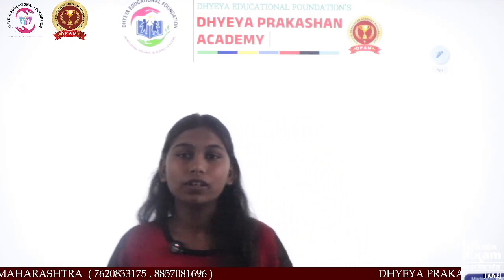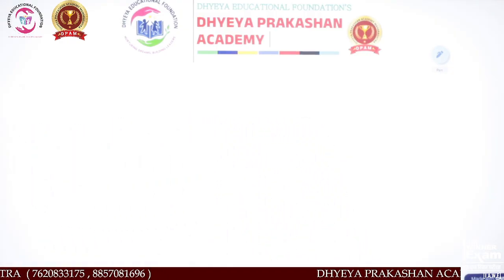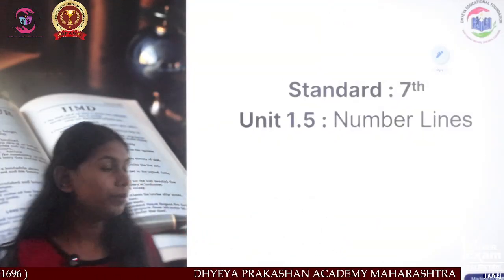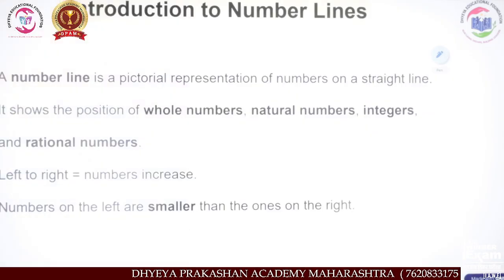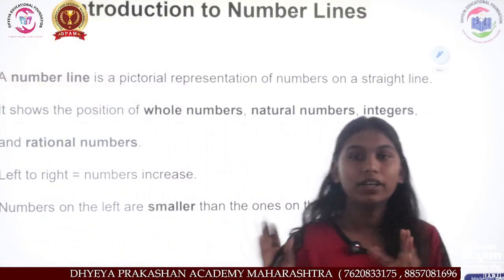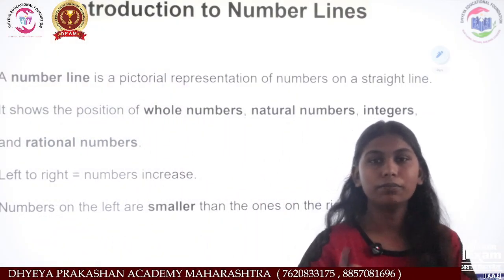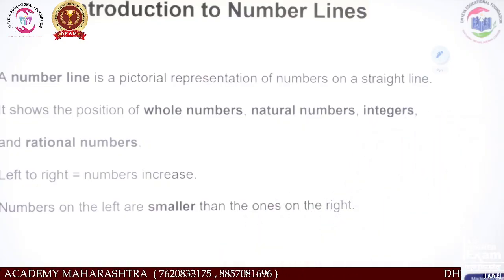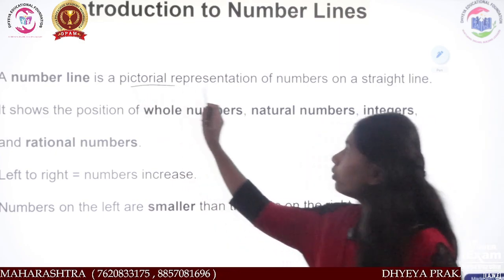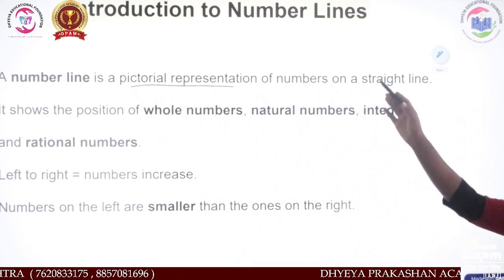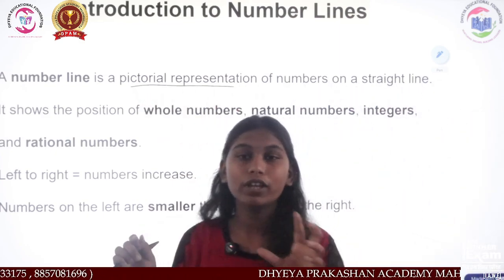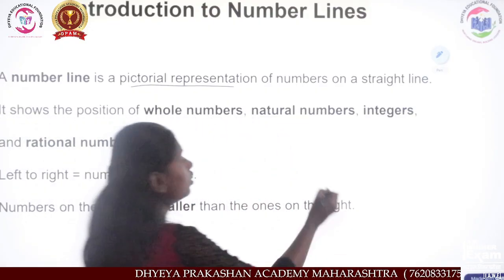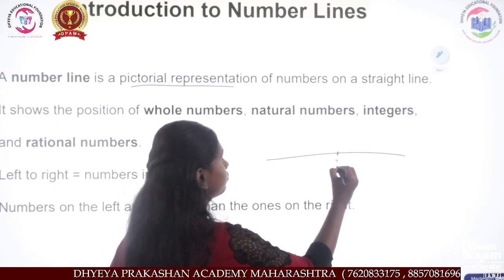Today we are going to cover the topic for standard 7, that is 1.5, number line. Okay, so what is meant by number line? A line on which all the numbers, including the negative and the positive numbers, are laid. So the number line is a pictorial representation of the numbers on a straight line. What is meant by pictorial? It means a picture type representation.